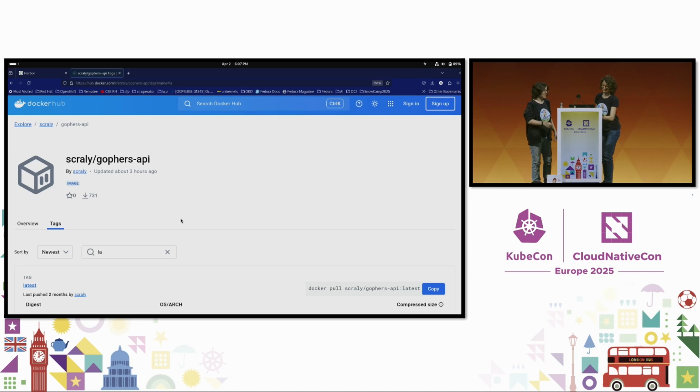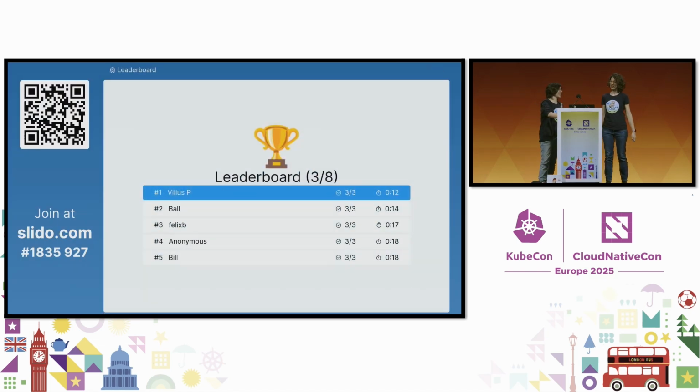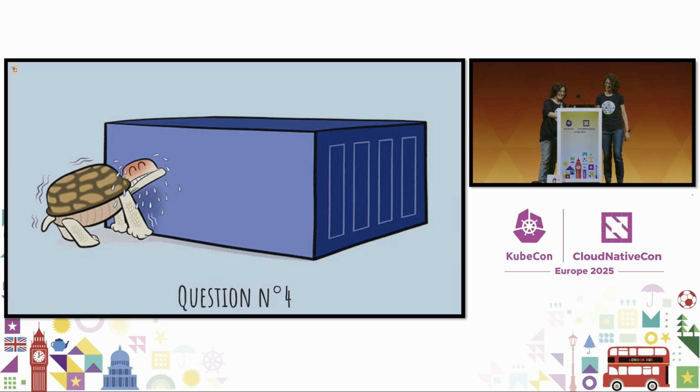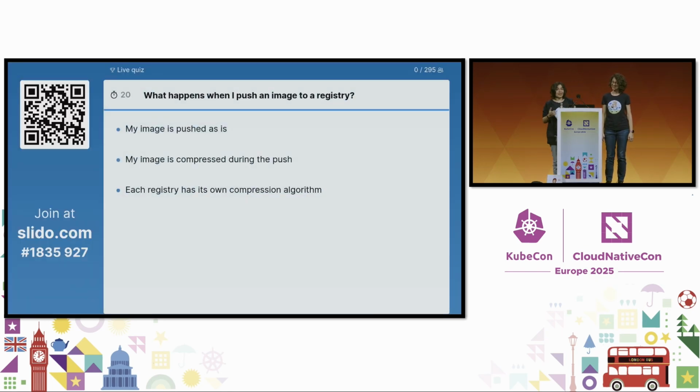I'll go back to a slide. You don't see it. So question number 4. What happens when I push an image to a registry? My image is pushed as is. My image is compressed during the push, or each registry has its own compression algorithm.